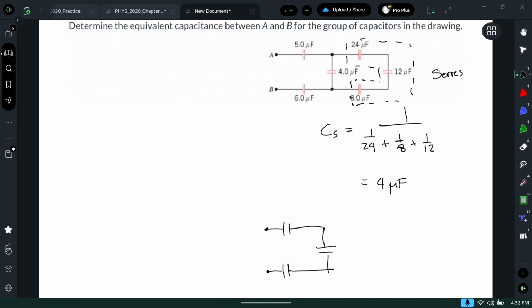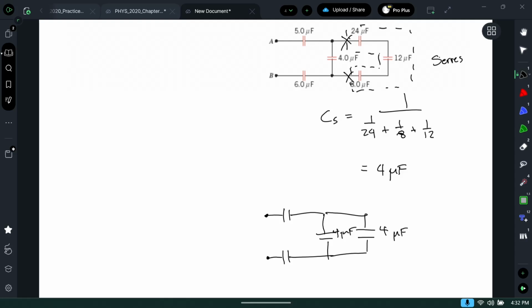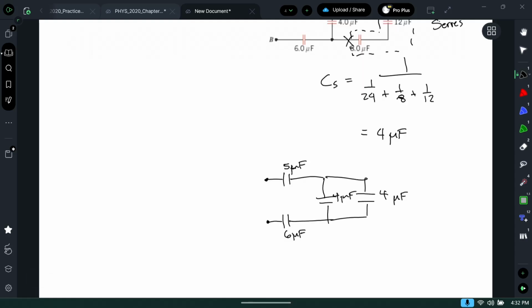I can imagine just taking all that, cutting it right here, and replacing with one single capacitor with a value of 4 microfarads. This is also 4. This is 6, 5. And now I stop and evaluate again. 5, 4, and 6 are not in series, again, because I see this junction in the way. I can't slide my finger from one to the other without running into something. 4 and 4 are in parallel, though, because I can do the pinch on those, and the only thing in between my finger and thumb is a junction.